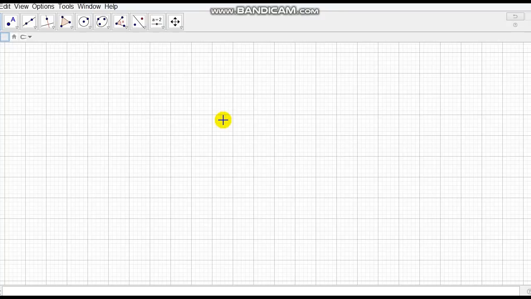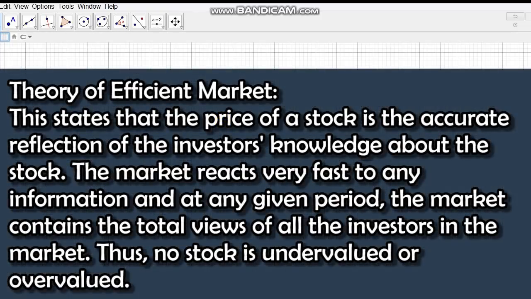Now, in the stock market, we can ensure that the price of the stocks is not overvalued and not undervalued as well. We have a theory which we call the theory of efficient market. This states that the price of a stock is an accurate reflection of the investors' knowledge about the stock. The market reacts very fast to any information in a given period. The market contains the total views of all the investors in the market. Thus, no stock is undervalued or overvalued.